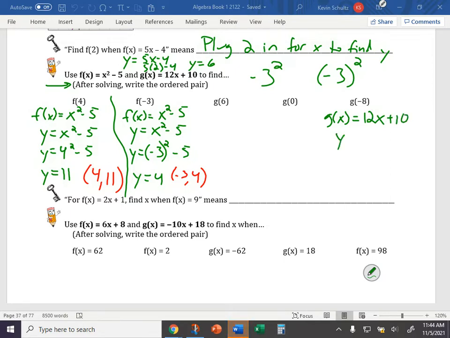Again, that g of x just means y. And we've got 12 times -8. We're replacing that x variable with -8. And what do we get? What does y equal?